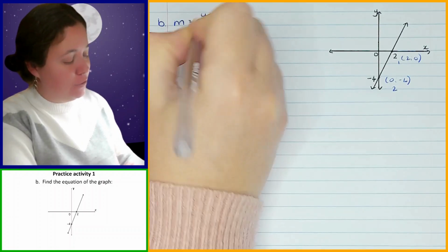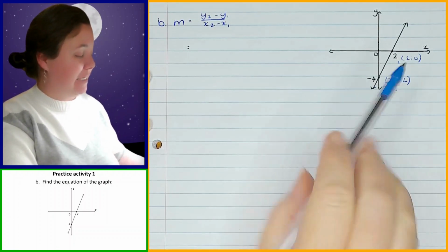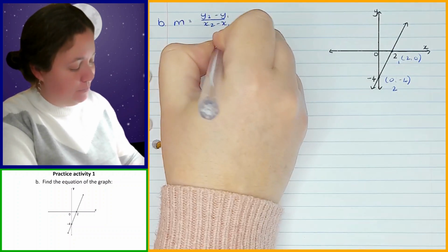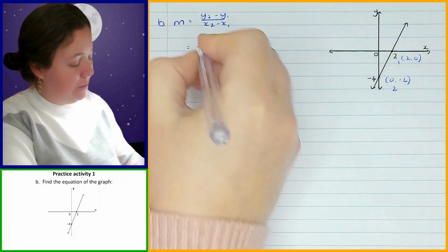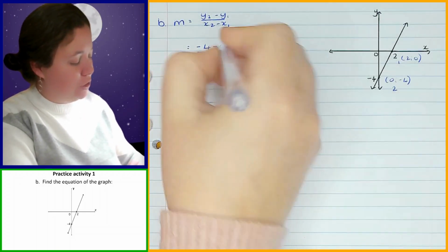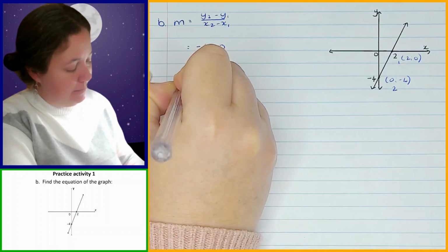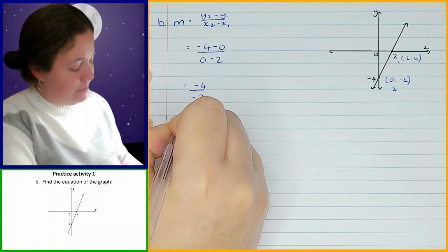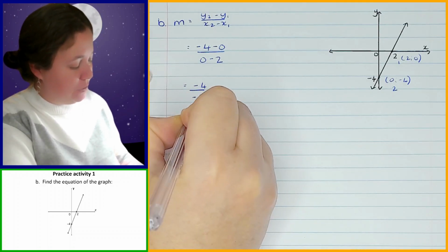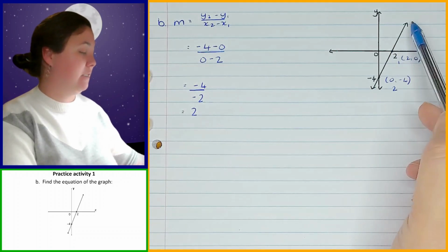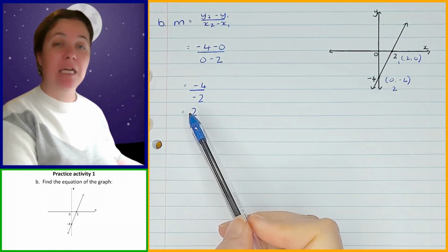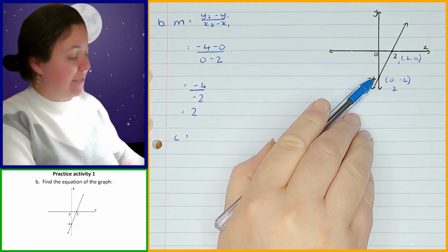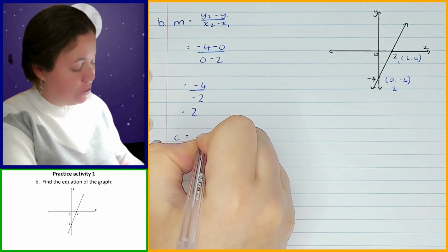Okay, so now let's go and fill those into the formula. So y2 is negative 4 minus y1, which is 0, over x2 is 0 minus x1, which is 2. Okay, so that gives me negative 4 over negative 2, which simplifies to give me positive 2. So my gradient for this linear graph over here is going to be 2. The y-intercept, which is my c value, they've told me over there is negative 4. So c is equal to negative 4.